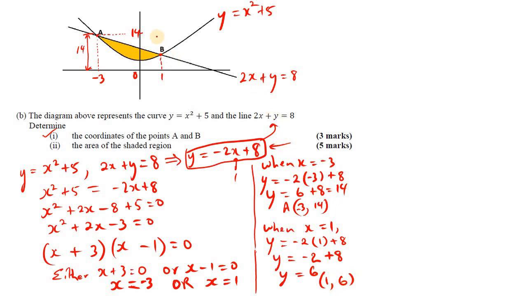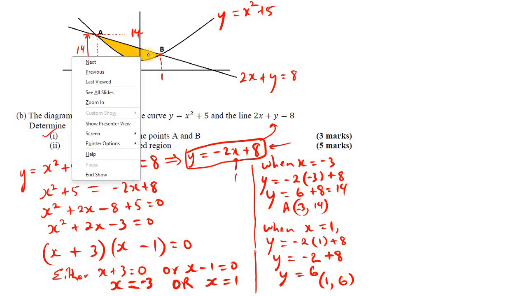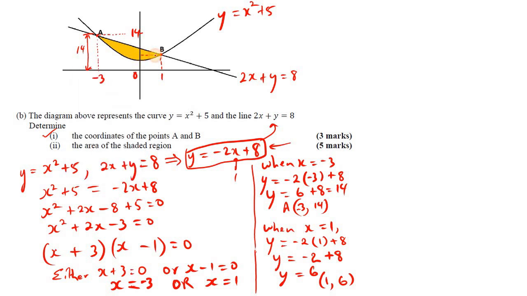So when x is 1, going across here, the y value is 6. Alright, so that is clear. The point here is 1, 6, just as the point here is negative 3, 14 for point A. So point A is negative 3, 14. Point B is 1, 6.